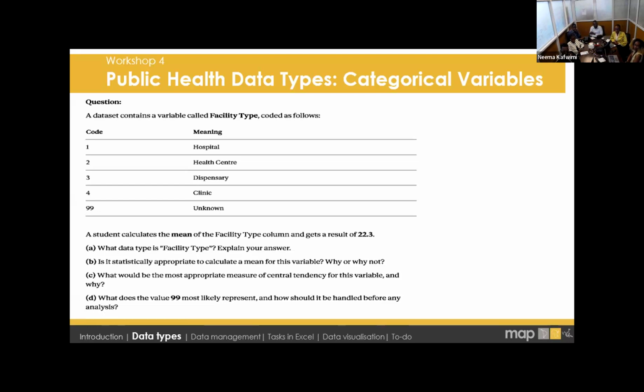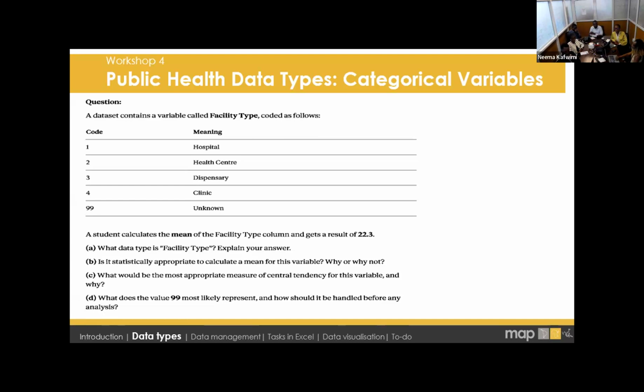Is it statistically appropriate to calculate a mean for this variable? Anyone in the chat box or in the room? No, it's not. The numbers 1, 2, 3, 4, and 99 are just codes representing the facility types. You cannot calculate the mean in this way because the average of a dispensary will not tell you anything.